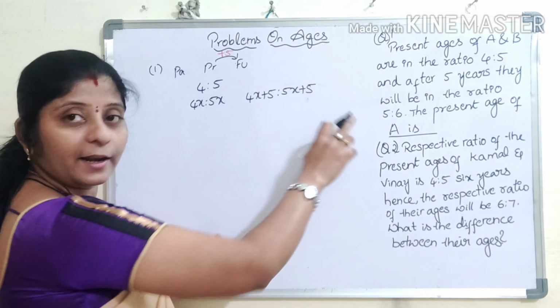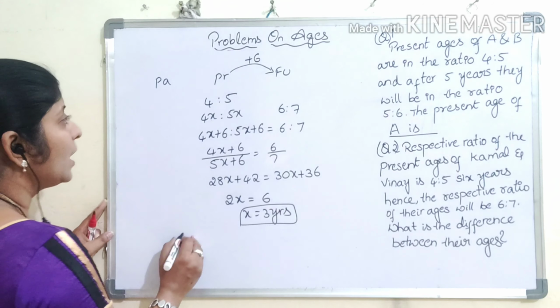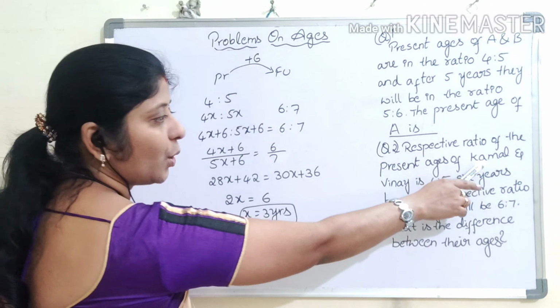Now in the question they asked what is the difference between their ages. So we have to find out the ages first. Here the ratio is between Kamal and Vinay. We can take K and V.